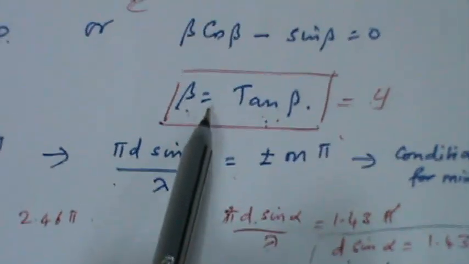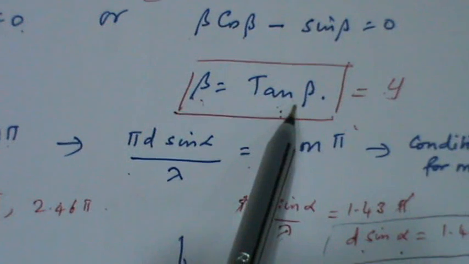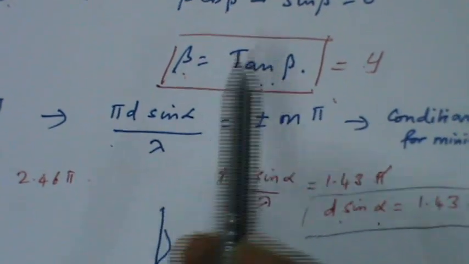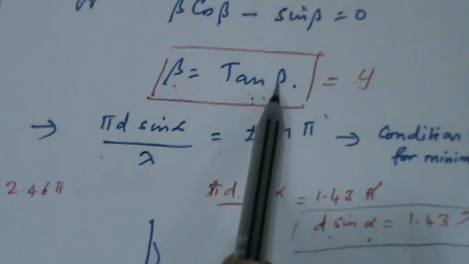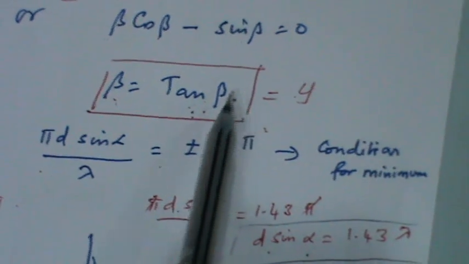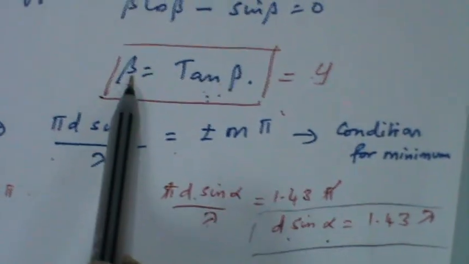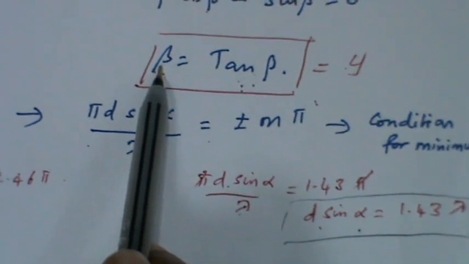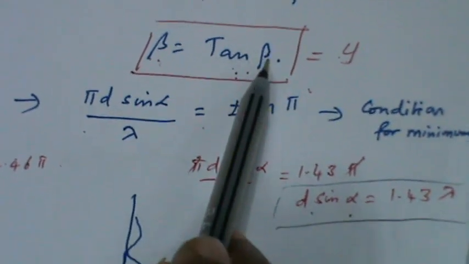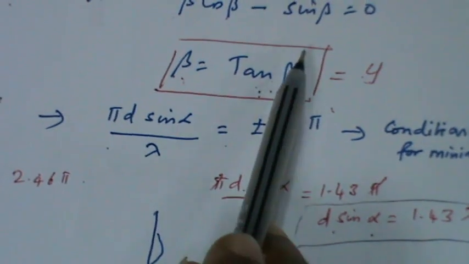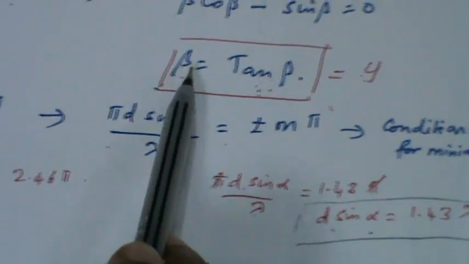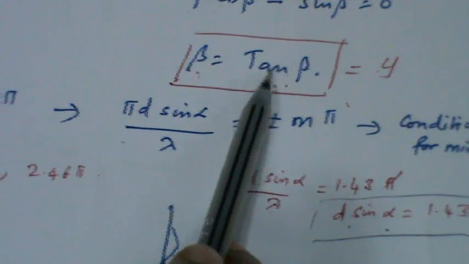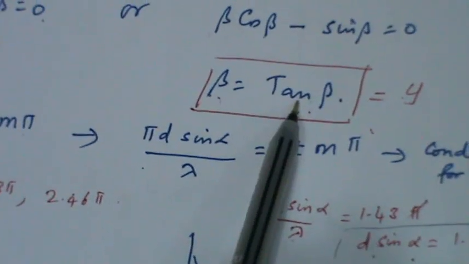The second relation, beta equal to tan beta. If you look at this expression, the right hand side, when beta equal to pi by 2, tan beta goes to infinity. But left hand side is finite, beta is pi by 2. Right hand side, if you put beta equal to pi by 2, tan pi by 2 goes to infinity. So this relation can only be satisfied or solved through graphical means.